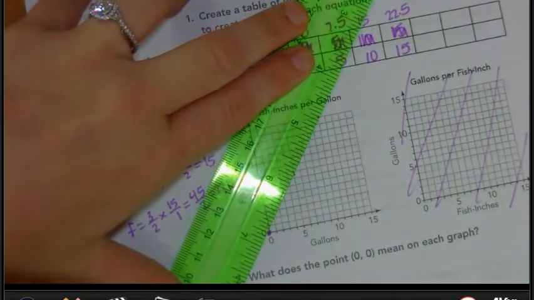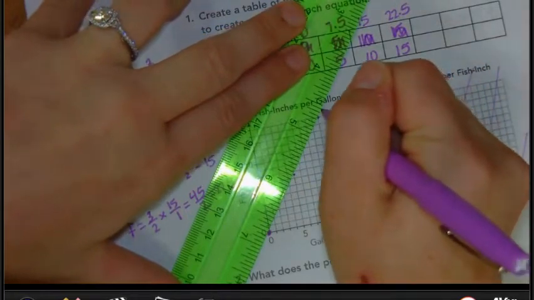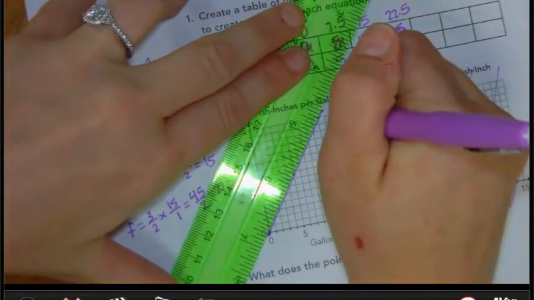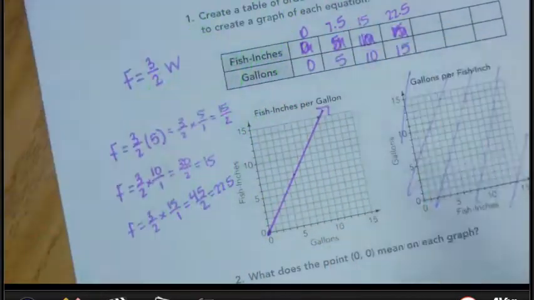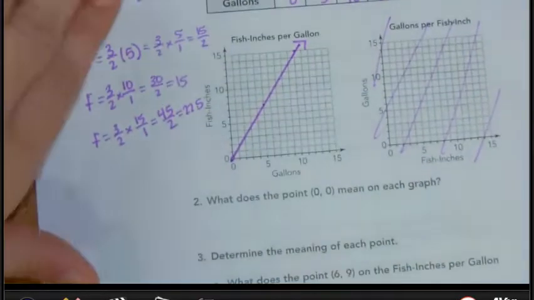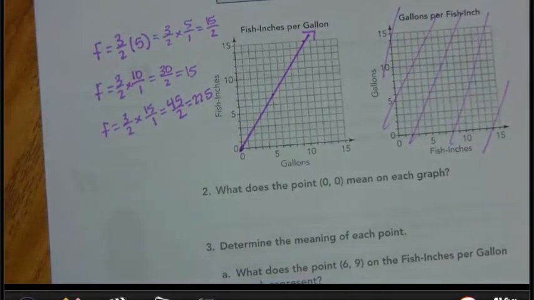So find a straight edge wherever. And then we're going to draw our beautiful line here. There we go. Make it a little bit darker so y'all can see. And there's my equation.